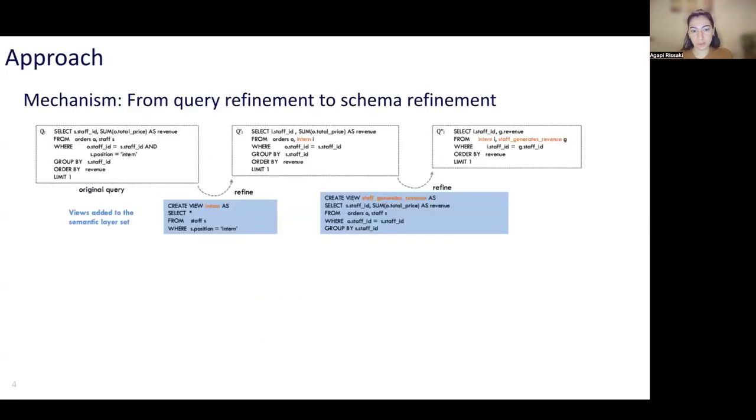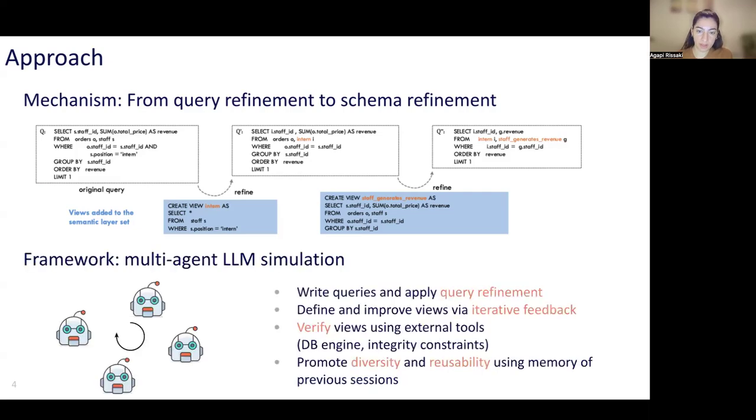We discover these views via a process that we call query refinement. We start from a complex SQL query and we iteratively simplify it by defining subqueries. The collection of these subqueries form our set of views. This entire process, from coming up with the query to defining and improving the views, is handled by LLM-powered agents.